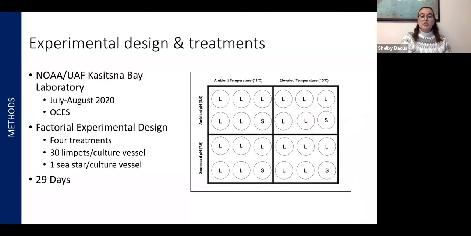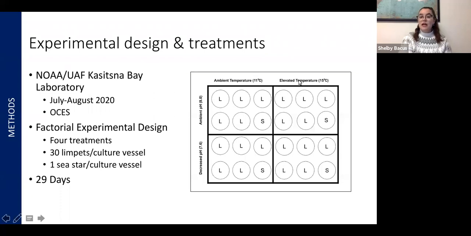Now, our project took place at the joint NOAA and UAF Kasitsna Bay Laboratory from July through August 2020. We collected individuals from adjacent rocky intertidal habitats and allowed them to acclimate to the laboratory environment for 7 days. After acclimation, they were randomly divided between 4 different treatments. Each treatment consisted of 5 individual limpet culture vessels with 30 limpets in each culture vessel, and 1 sea star culture vessel with 1 sea star in each culture vessel.